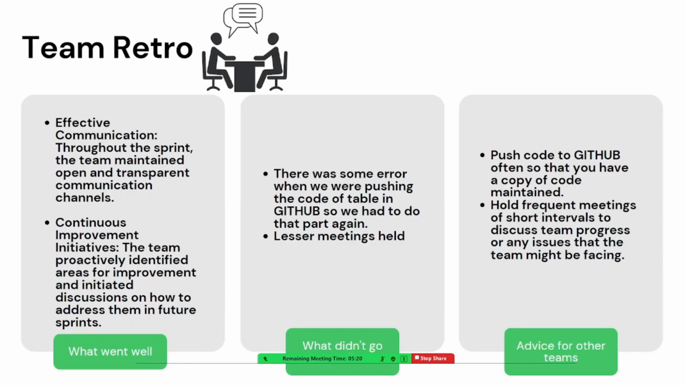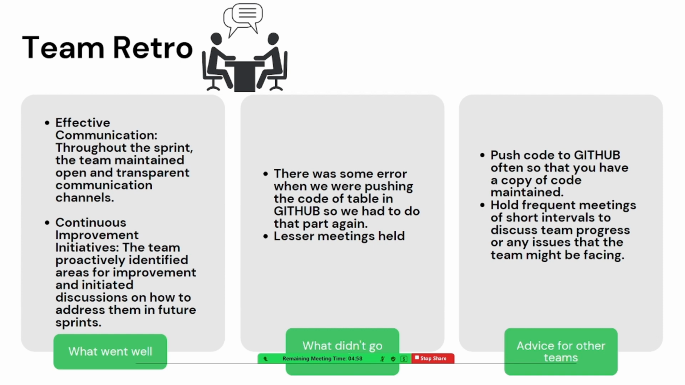Hence, if we talk about what worked so well, it includes good communication. We talked openly and clearly with each other during the sprint. We found areas to improve and talk about how to make things better next time. But we had some issues putting our code on GitHub, so we had to do it again. We did not have as many meetings as we needed.